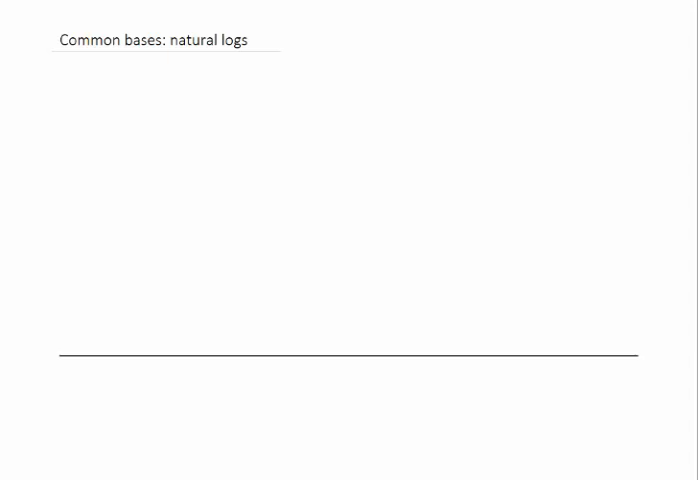And the third base I'd like to tackle is a slightly more complicated one, and that is logs with the base of a number called e, which is a constant I'll explain in a minute. So logs with the base of e are written as ln, and this is a number on your calculator, and that's because they're called natural logs.